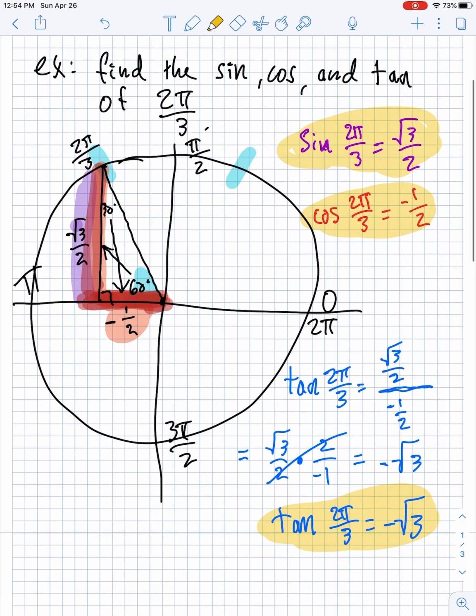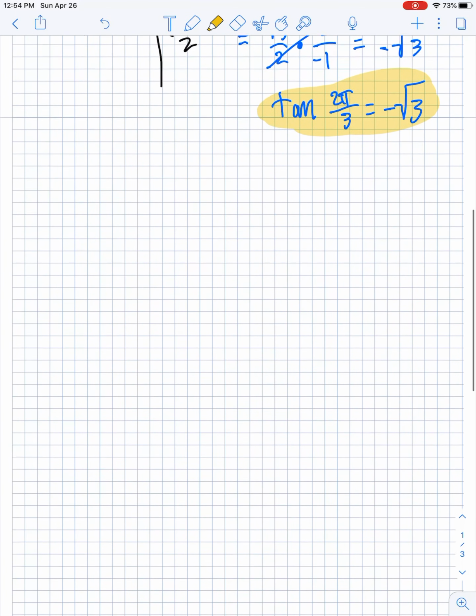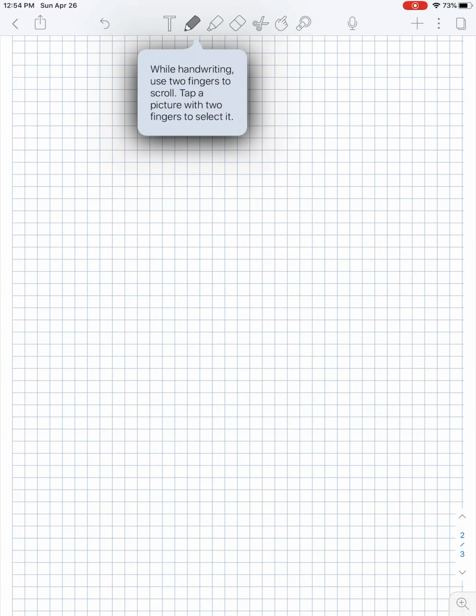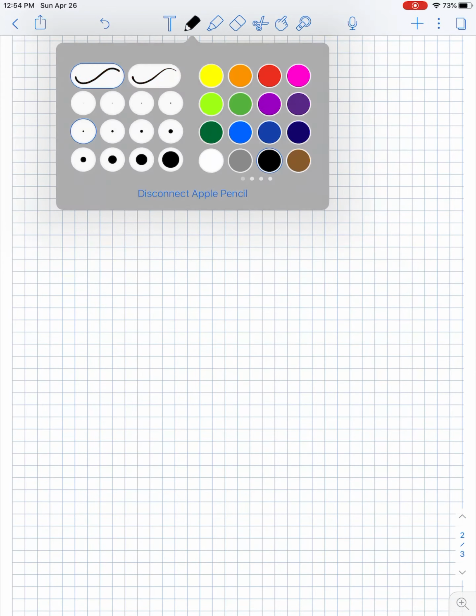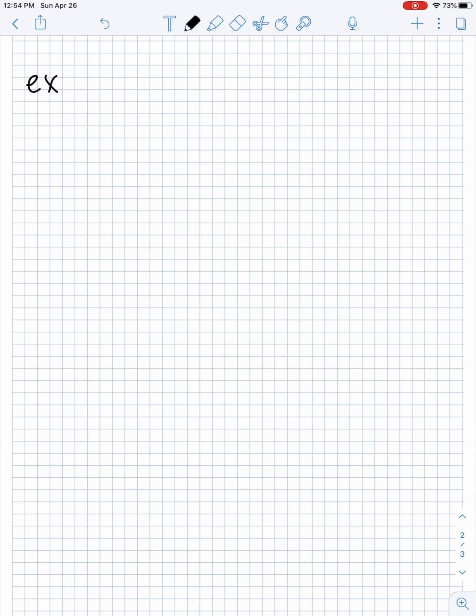Now, let's do one more for fun. Something similar. Example, find sine, cosine, tangent of 5 pi over 4. Once again, first step I always do, I always sketch a picture.